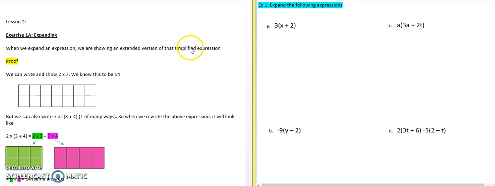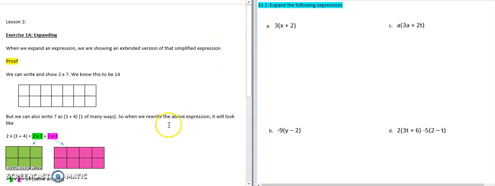Okay, so before we jump into the different examples on this side, I want to show you a proof of what exactly is happening when we expand. So right here we can write a multiplication, which is 2 times 7, and obviously we know this is equal to 14, but I'm visually showing you what this actually looks like. We've got 2 down and 7 across, and the number of little rectangles here is 14. That's 2 times 7 is 14.